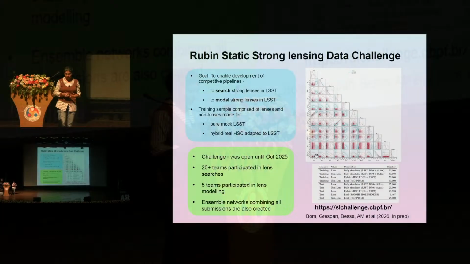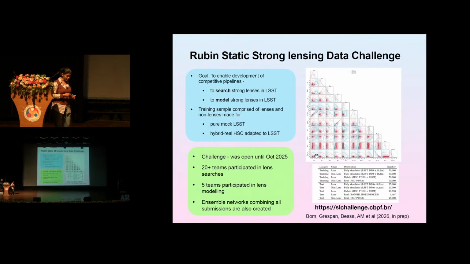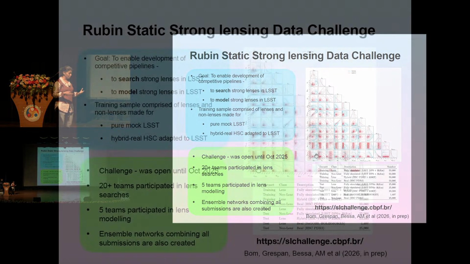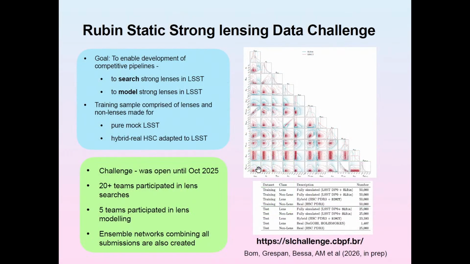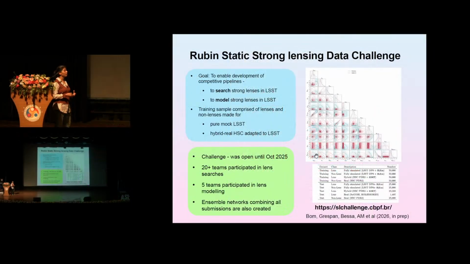Another activity is extending this to the SLSC and trying to do this more rigorously, preparing for the LSST. Within the SLSC, we are conducting this mock data challenge. This is called the Rubin Static Strong Lensing Data Challenge, and the goal here is to develop and benchmark different pipelines that have sufficiently good performance and are prepared for handling the LSST data.